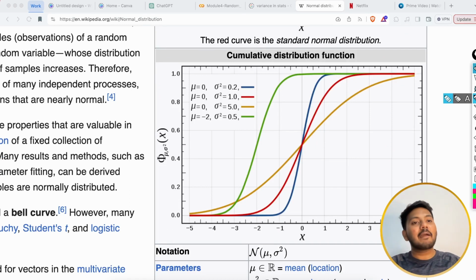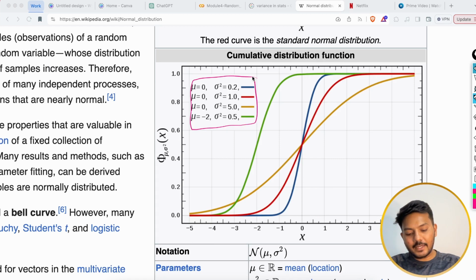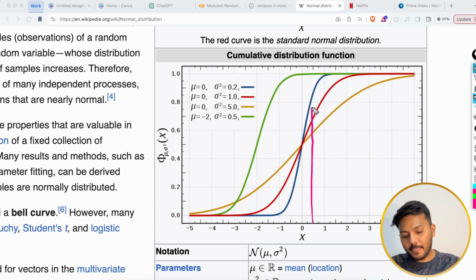In the previous video, I haven't talked about it because I want to explain what CDF is. So this is the CDF plot for all the 4 different plots that we have. And if you look at it, let's take some random point here, let's say 0.5. So let me take this value, which is 0.5. So this is the point of contact, right?